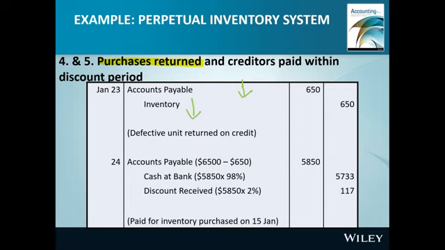So for the payment, if we make payment within the discount period, we're going to receive a discount. For example, we make payment for the items here. Our account payable is 6500 minus 650. So this is our liability. We make payment within the period. So we have discount received here, 117, and our cash at bank, the amount that we need to pay, is only 5733.